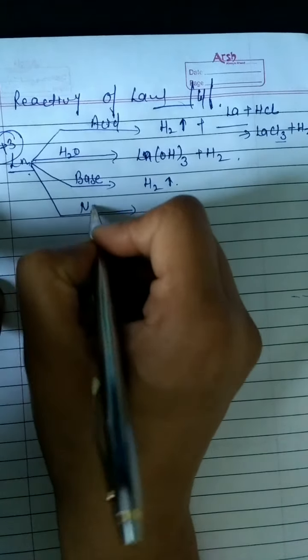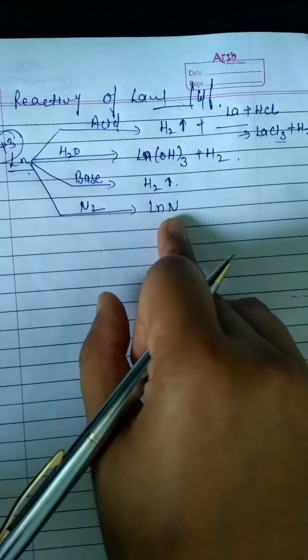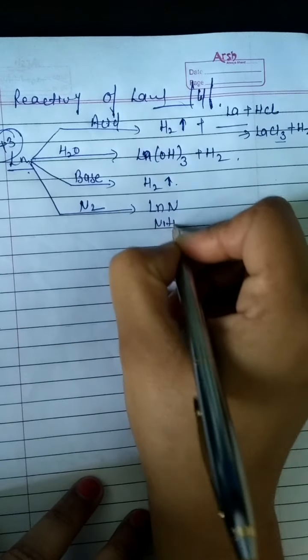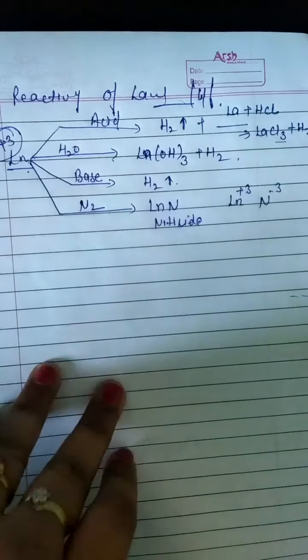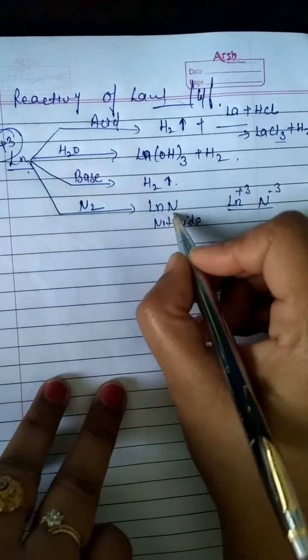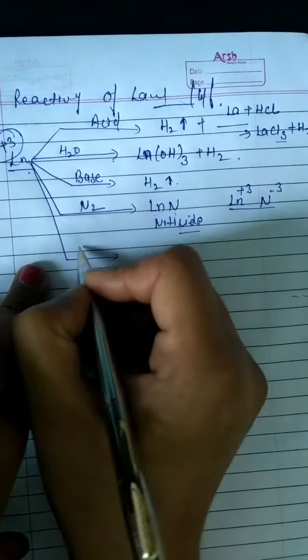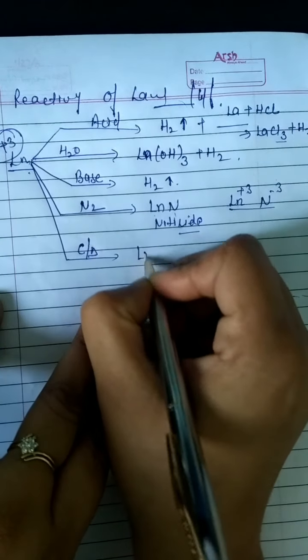But if they are reactive with nitrogen, N2, then they form a nitride. How? A lanthanoid has a +3 oxidation state and nitrogen has a -3 oxidation state. So that's why it forms LnN. Next, if they are reactive with carbon, then they form a carbide.